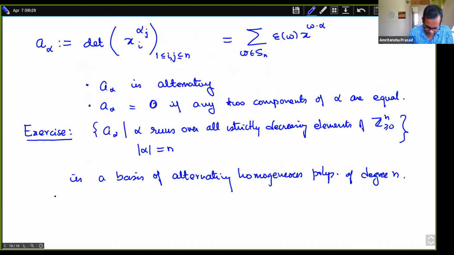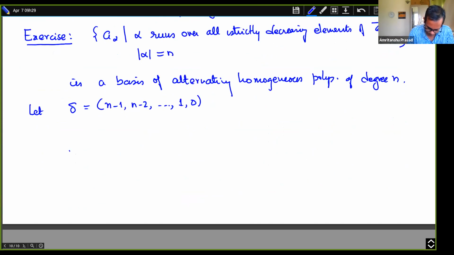A very special case of this A alpha is the Vandermonde determinant. So if you take delta to be the vector n minus 1, n minus 2, down to 0, then A delta is just the determinant of the matrix x1 to the power n minus 1, x1 to the power n minus 2 down to 1, x2 to the power.